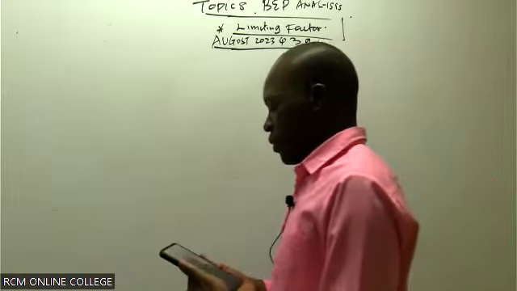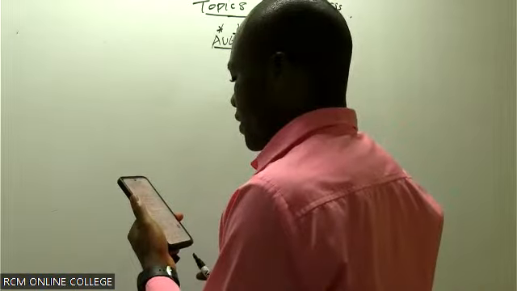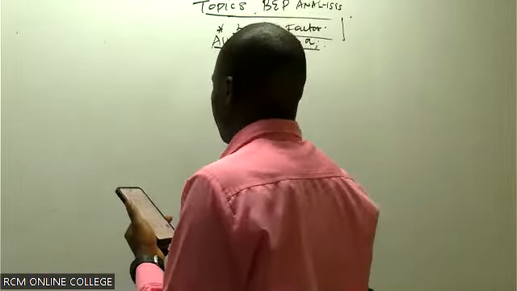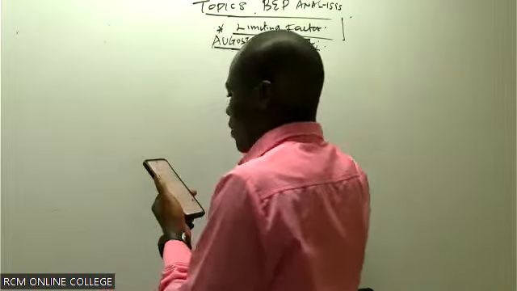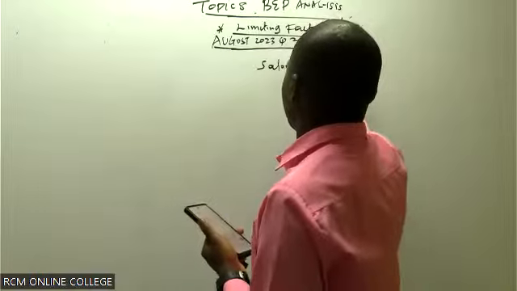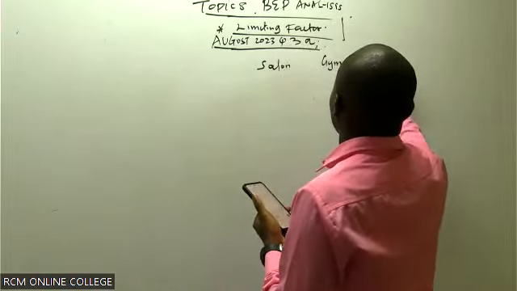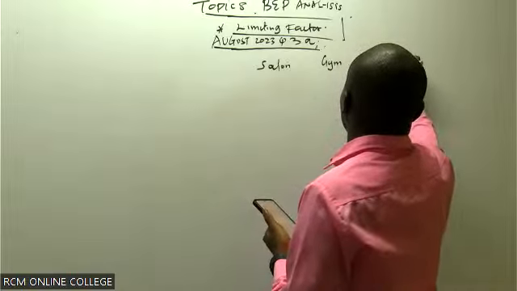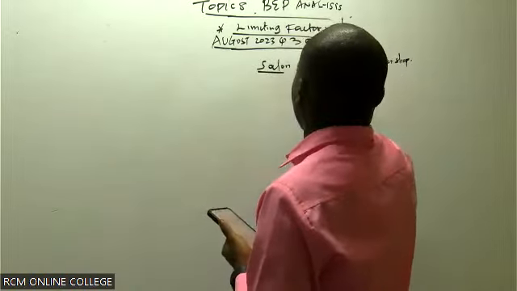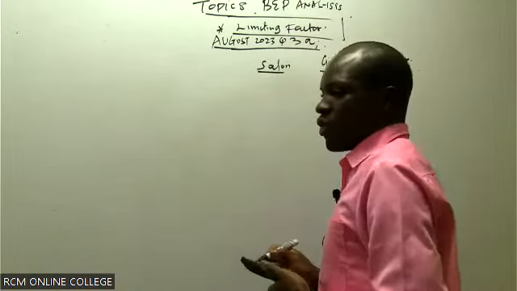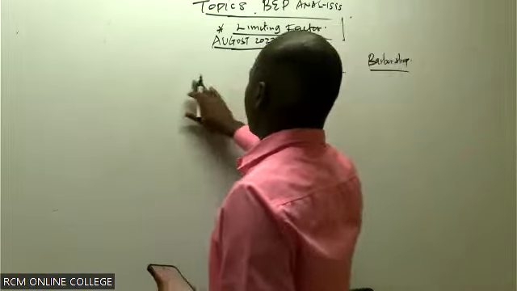Having done that, as you can see here, we have these three services being offered. We have salon, we have gym, we have barber shop. So that is what they have, the three. For a service industry, these are services. For a manufacturing, of course, you're going to deal with physical goods.